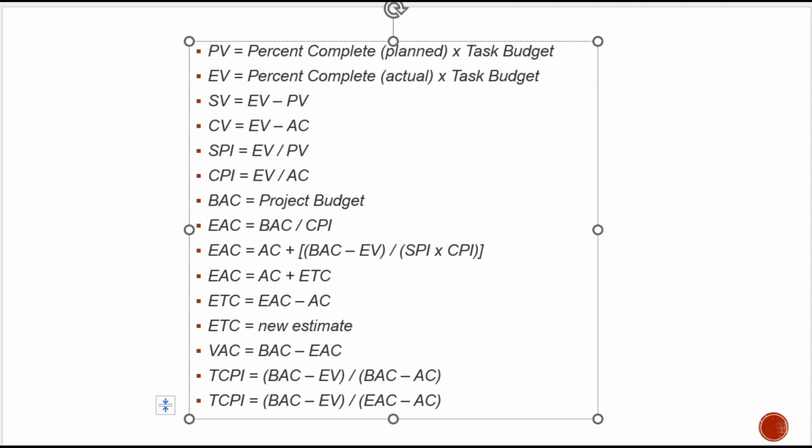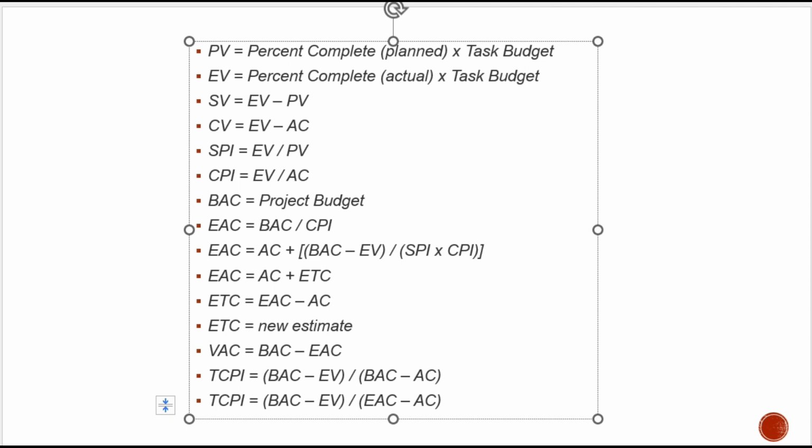ETC is nothing but the difference between the project budget and the actual cost. TCPI is BAC minus EV divided by BAC minus actual cost. It can also be calculated by using the other formula, which is BAC minus EV by EAC minus AC. TCPI can be calculated based on BAC or EAC. These are two types of calculation of TCPI. The values may also differ.